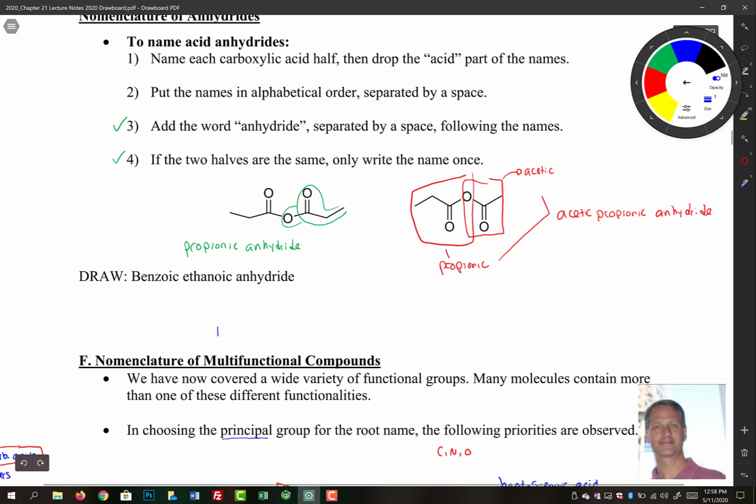So benzoic acid is this, and ethanoic acid is also known as acetic acid, right? But acetic acid has that structure. And in essence, those are going to combine just to form 1 oxygen there. So you would have that as your structure. So this could also be called acetic benzoic anhydride if you went with the acetic name rather than the eth name there.